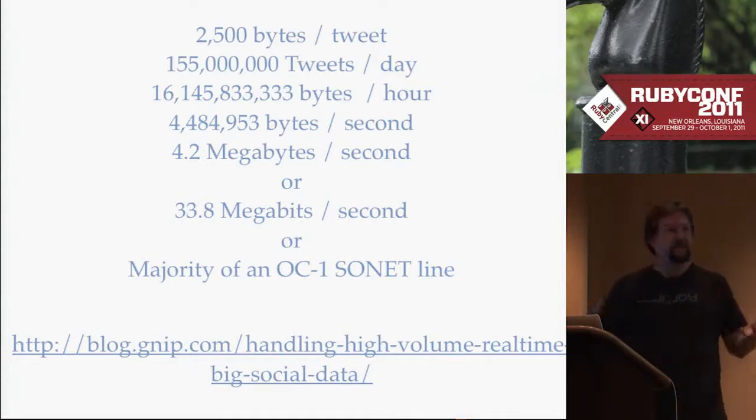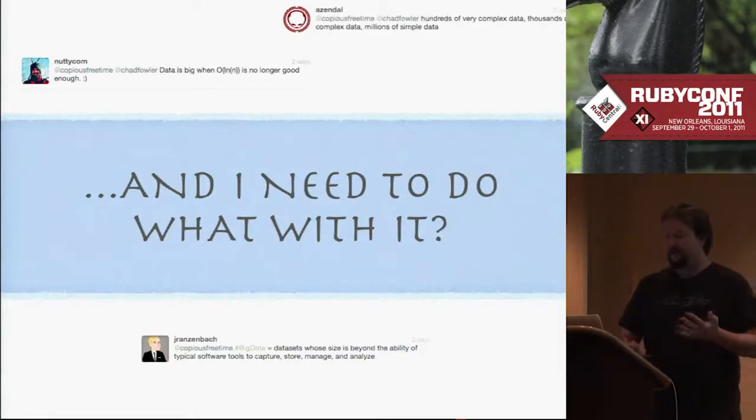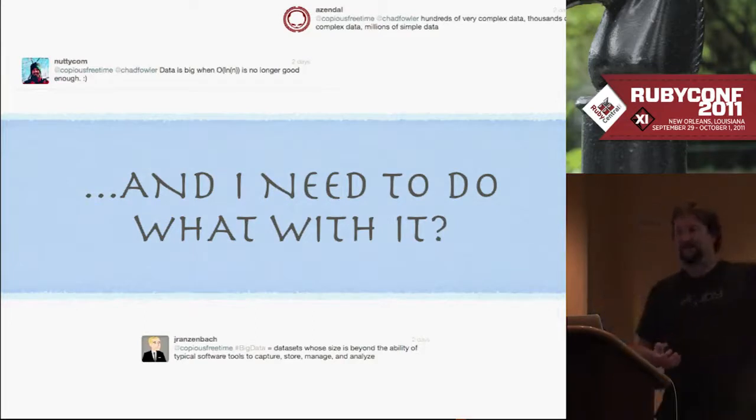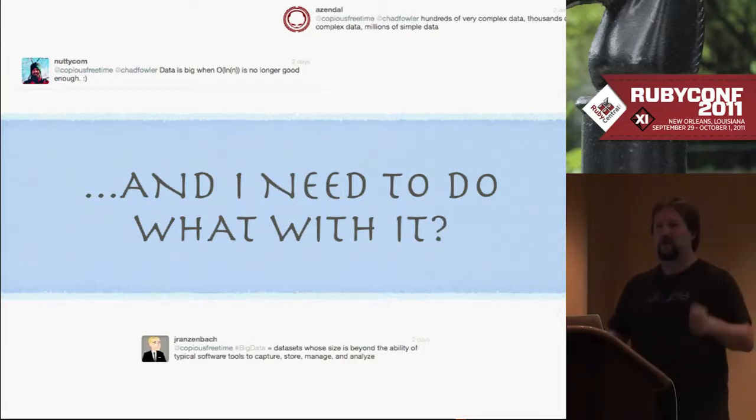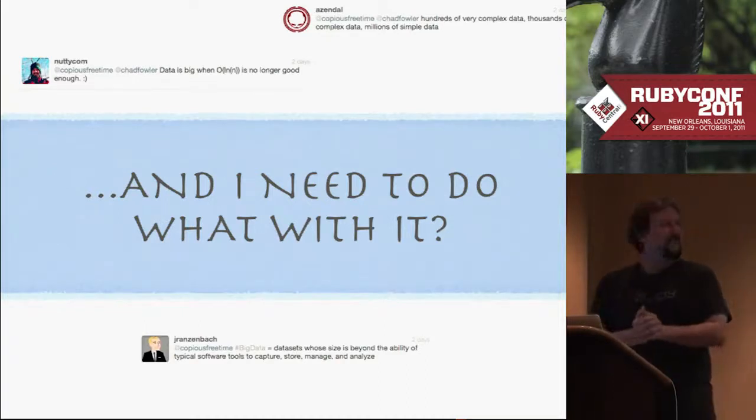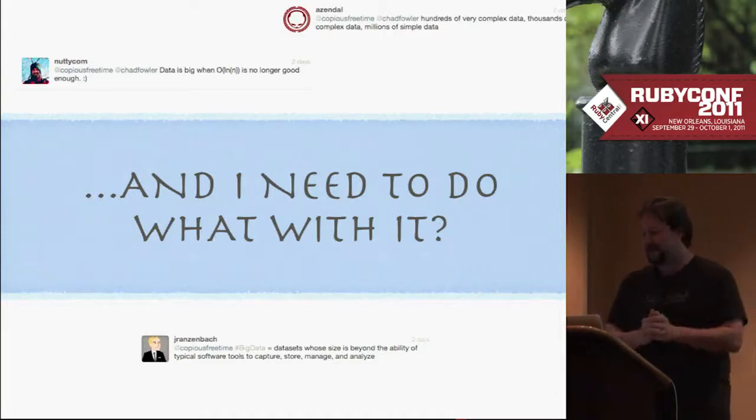The other piece that people were talking about: we've got large amounts of data coming at you very fast, and then what do you need to do with it? Actually, I like Nutty Combs' example here. He says it's big data when order login is too slow to process it, which is, when a really fast algorithm can't do it, then it's big data.